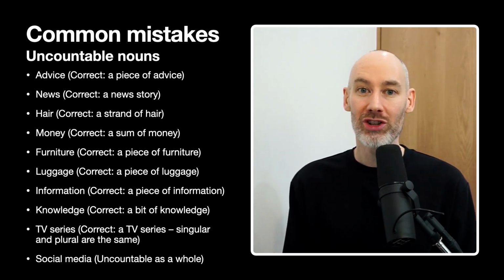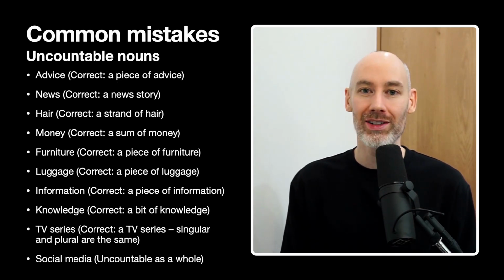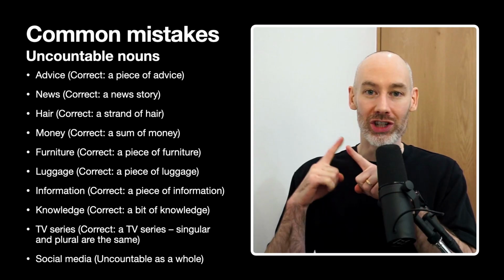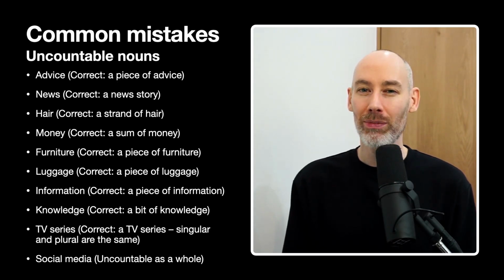Next up, information. Okay, information is uncountable. We can never say informations. We can't pluralize it like that. You will never see that in English. If we want to count it, we need to say a piece of information. Next up is knowledge, and we can't pluralize knowledge. It is an uncountable noun. We can't say knowledges. It doesn't exist in the English language. We would usually just say some knowledge or a bit of knowledge, something like that.